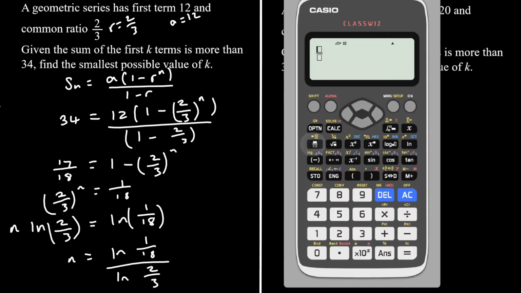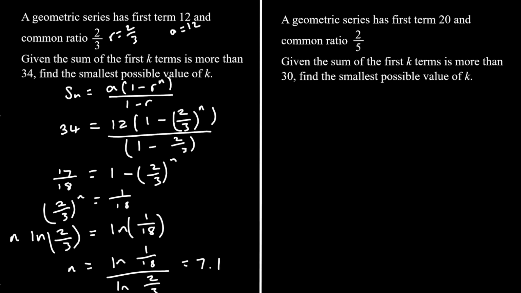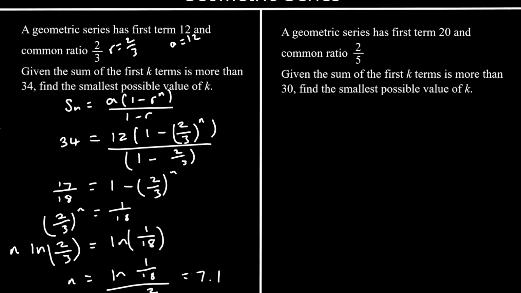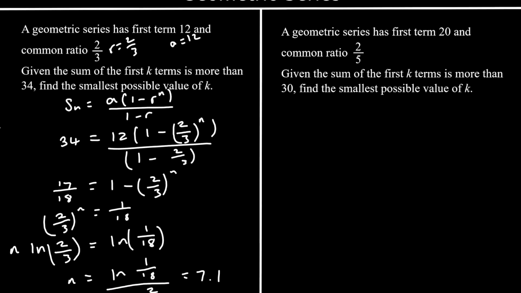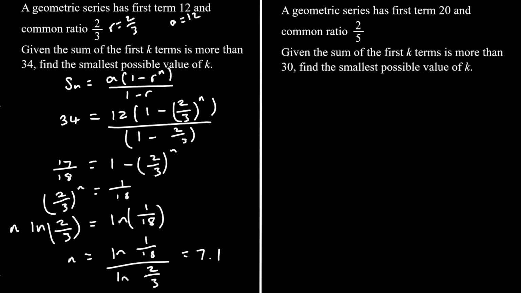And we'll just type that into the calculator. Log 1/18 over log 2/3, 7.1. We've got 7.1. So we can't have the 7.1 term. So at 7.1 terms, it's equal to 34. So the smallest thing it can be is 8. The 8th term will be over 34. So it's the 8th term.